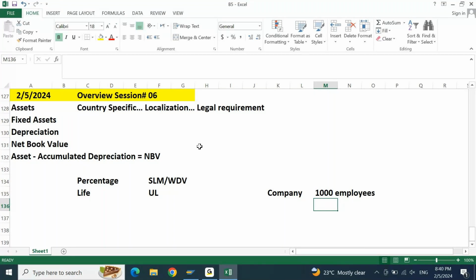Now, all these 1,000 employees are coming to office and working on system only. You definitely need 1,000 computers, or laptops are required here. Every computer is treated as an asset. Every laptop is treated as an asset.